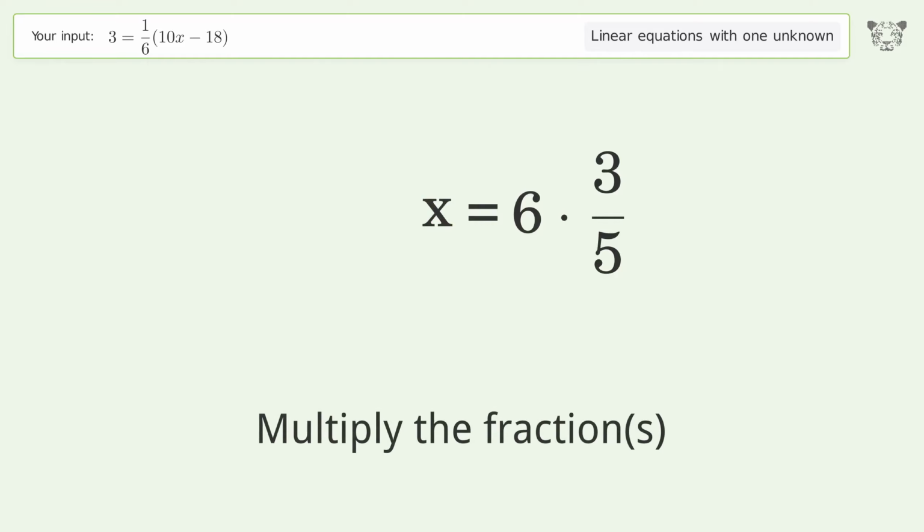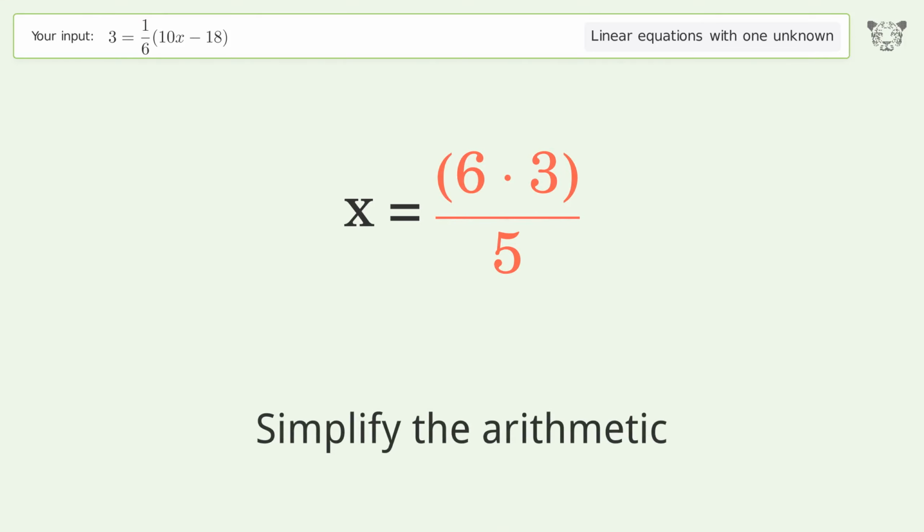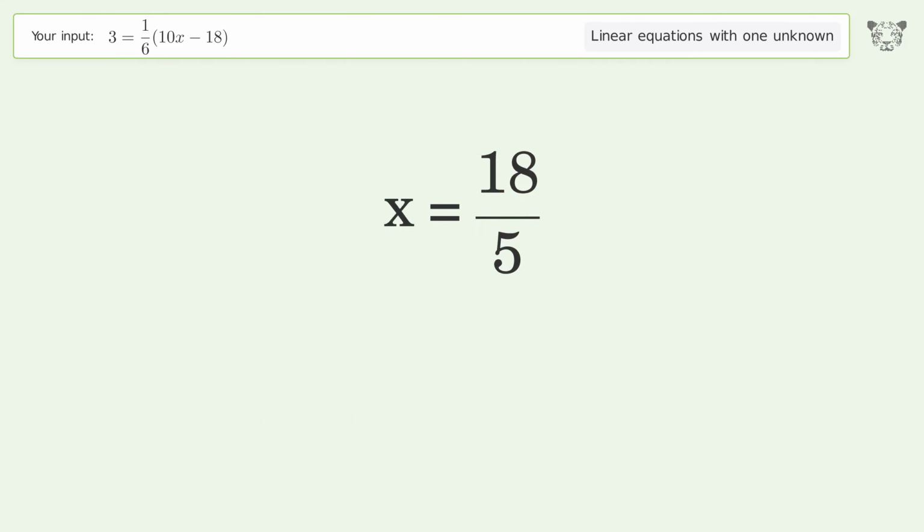Multiply the fractions. Simplify the arithmetic. And so the final result is x equals 18 over 5.